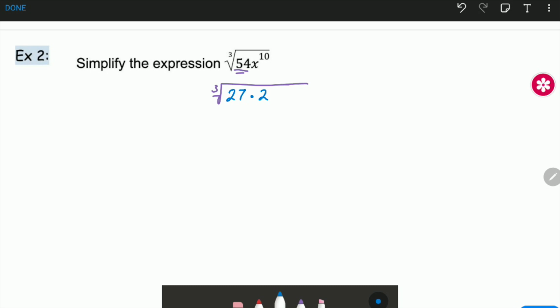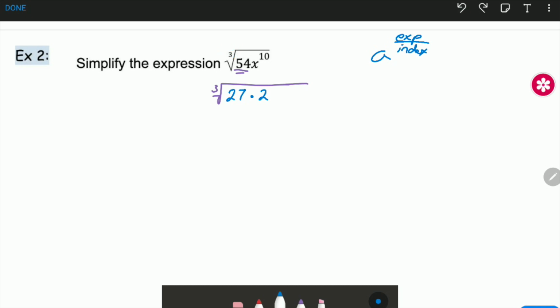Now we're going to also do the same thing with the x to the power of 10. So if you recall from previous lessons, the way we dealt with the variables is we turned it into a fractional exponent. So it was exponent over index. So does our index of 3 go into our exponent 10 evenly? Well, unfortunately, it does not.